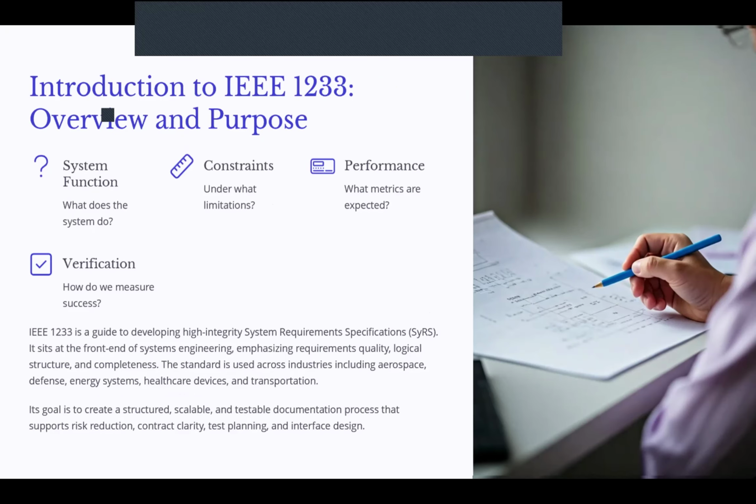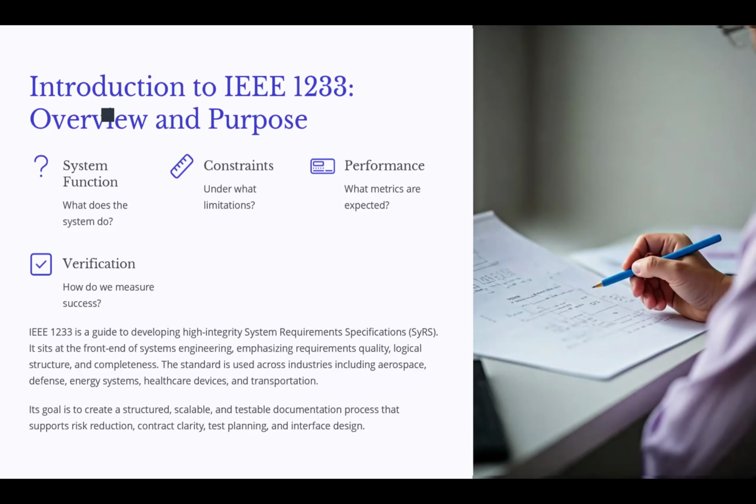Now, what is the IEEE 1233? So what do we do to prevent that by using IEEE 1233? The IEEE 1233 is actually a formal guide. It's not just a checklist, it's a formal guide for writing system requirements specifications. It helps you to answer five basic questions with precision.